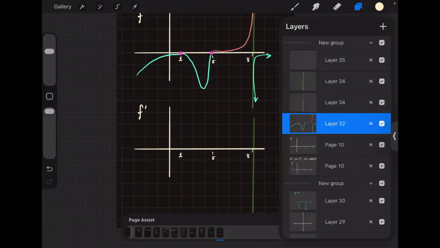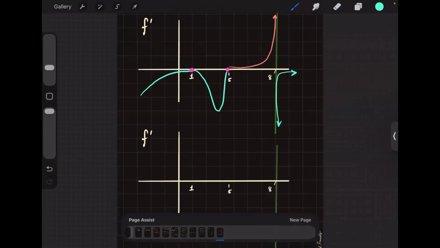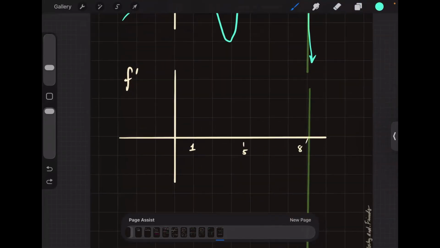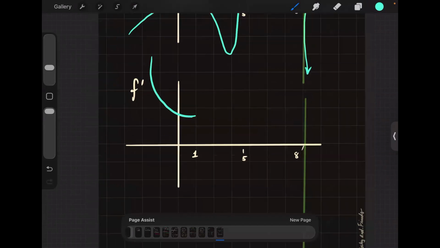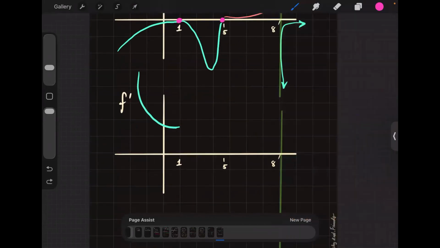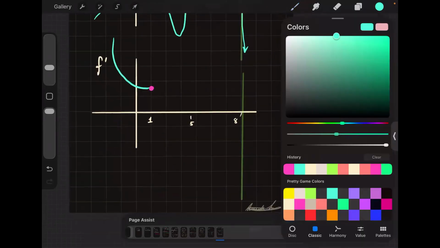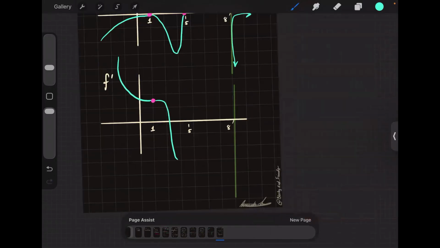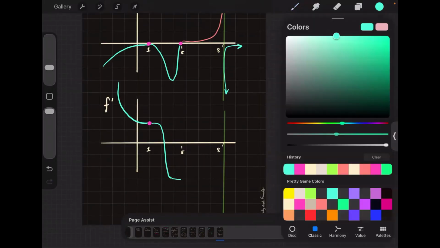Okay, ready? So what you're going to do is go to our graph. From negative infinity to 1, your slope is decreasing. That is decreasing. And then it hits 0, so there is a horizontal tangent line. And then it keeps decreasing. Cool. And you're just going to draw it continuing to decrease. And then at 5, it increases. Cool.